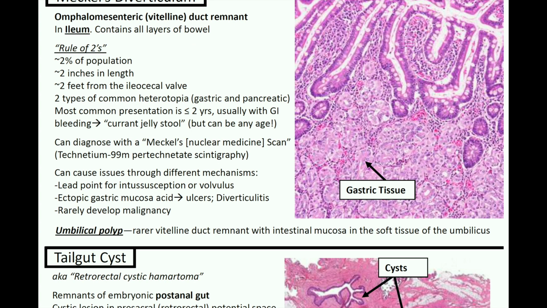You can get a lead point for intussusception or volvulus. You can have ectopic gastric mucosa acid leading to ulcers or diverticulitis. And rarely you can develop malignancy from Meckel's diverticulum. Of note, you can have an umbilical polyp, which is a rarer vitelline duct remnant with intestinal mucosa and the soft tissue of the umbilicus.